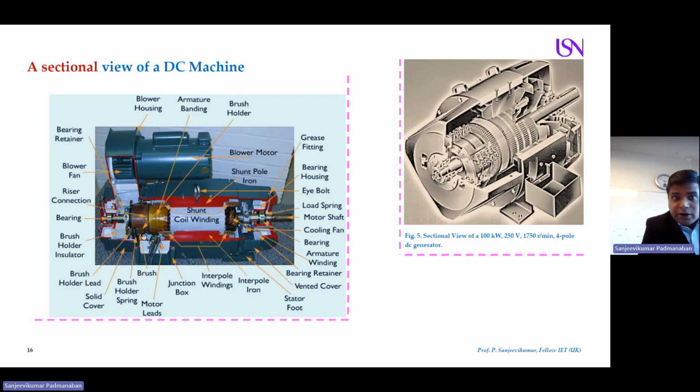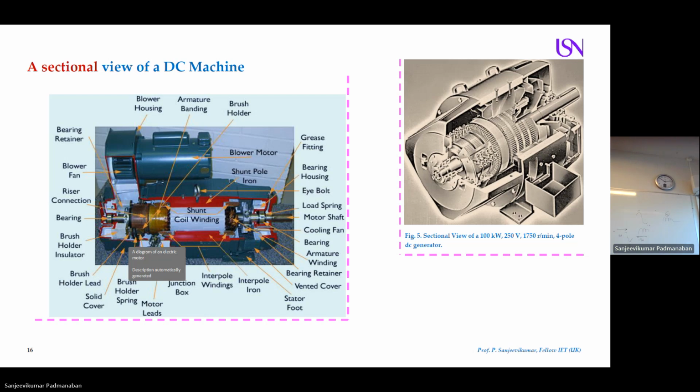Then we have brushes. I already explained them to you. You can have a look at how the brush looks. And these are motor leads, lead terminals. You have a brush and brush holder. The brushes will be kept inside the brush holder. The carbon material will be placed inside the brush holders. Then you have solid covers to cover the machine for protection. Then we have brush holder leads. We get the terminals. This is called brush holder leads. This part, brush holder leads.